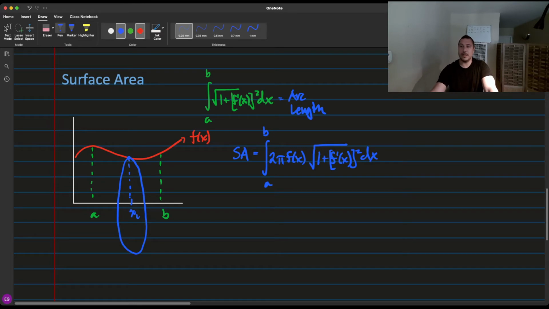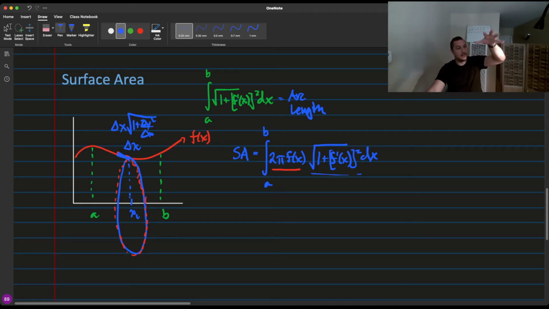And so you might recognize the 2 pi f of x. That's the circumference that you would get right here as you integrate it around. And then you add on the arc length factor. So instead of multiplying by delta x, which we would normally do, you have that arc length, the delta x times the square root of 1 plus delta y over delta x squared, which is why you have to multiply by this, because the shape curves a little. So instead of just having dx, you multiply by the square root of 1 plus f prime squared, which takes into account the curviness.